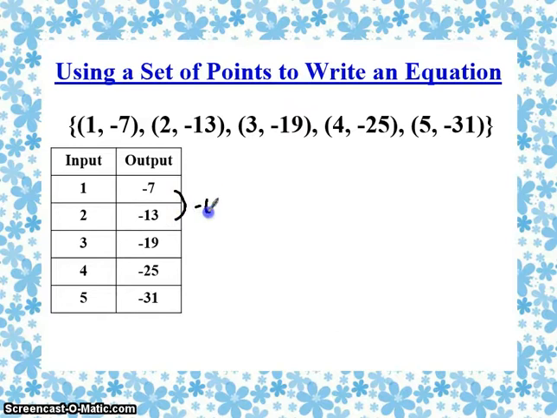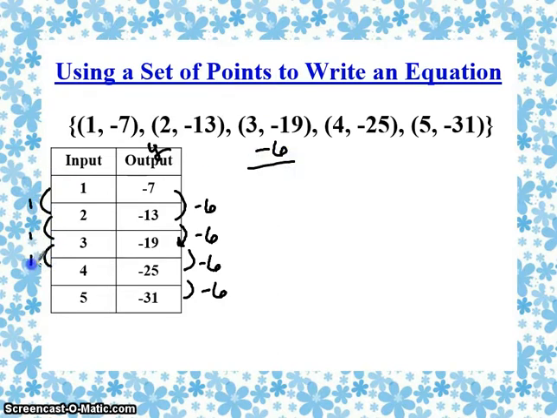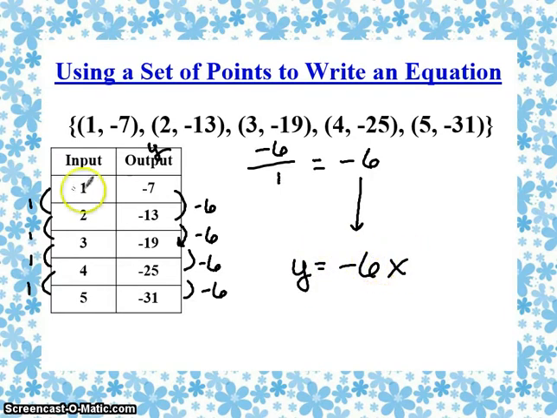Here we're subtracting 6, subtract 6, subtract 6, subtract 6. So our change in the y, or the output, is -6 every time the input increases by 1. And -6 divided by 1 is -6. So this is going to become our coefficient of x. So we know that y is equal to -6 times x.